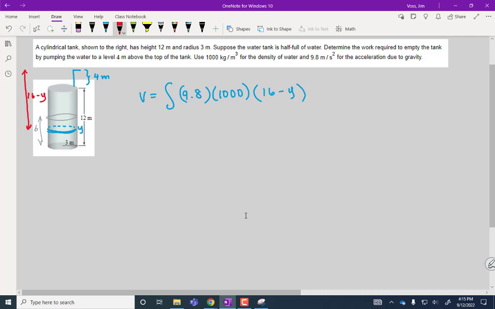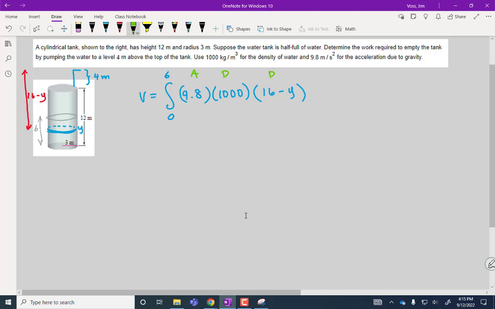Now, our limits of integration, what about those? 0 to 6. The limits of integration match the physical scenario. We have water from 0 up to 6. So the limits of integration are going to count up all the work done in moving each slice out the top, all the way out that pipe there. So then we've got our ADD.